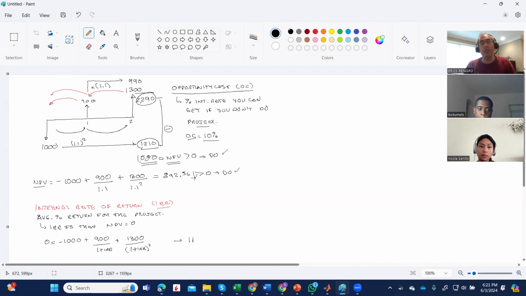So the decision rule with the internal rate of return, guys, is that if the internal rate of return is larger than the opportunity cost, then you do the project. Okay, so this is going to be our decision rule.